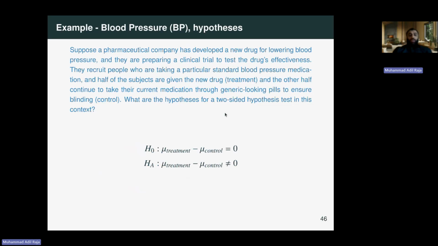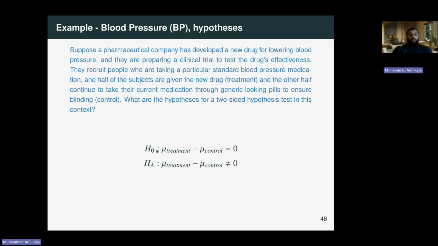So the null hypothesis is going to be that mu treatment, which is the mean of the population, and mu stands for the mean of the population, right? So even if you give them treatment or no treatment, even if they belong to the treatment group or the control group, their difference is zero. So it means that there is no difference between them. So this is the null hypothesis. That is why we call it the null hypothesis.